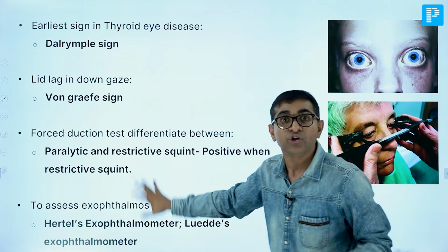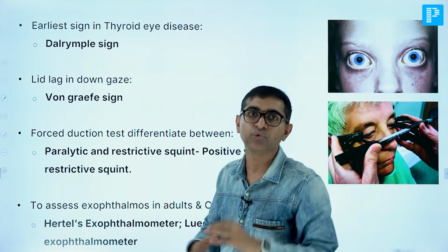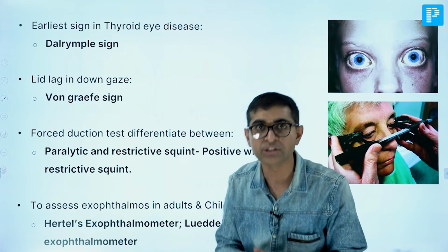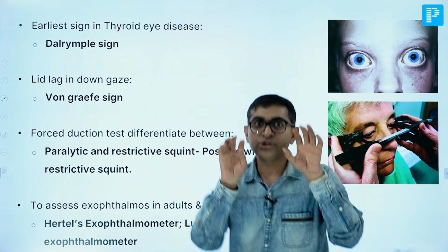Okay, now to assess the amount of proptosis, what instruments are you going to use? Proptosis is protrusion of the eyeball.